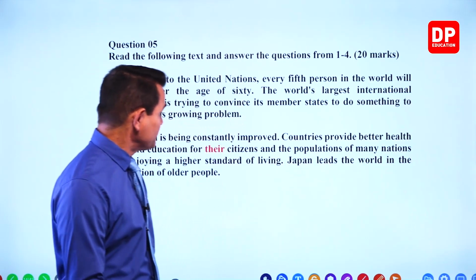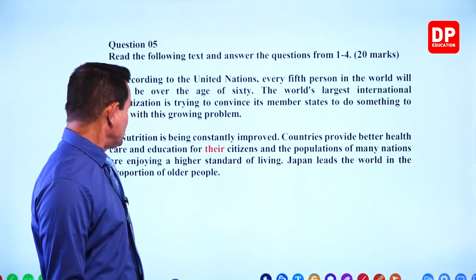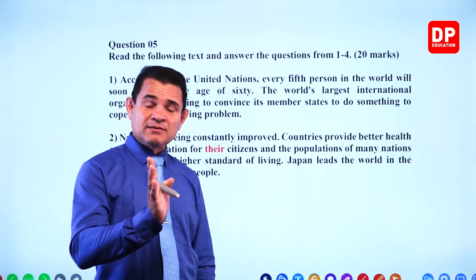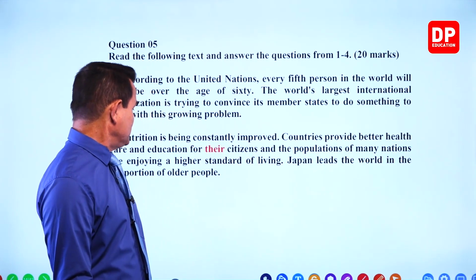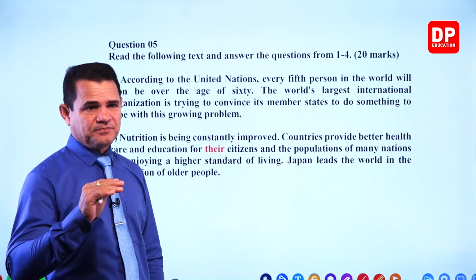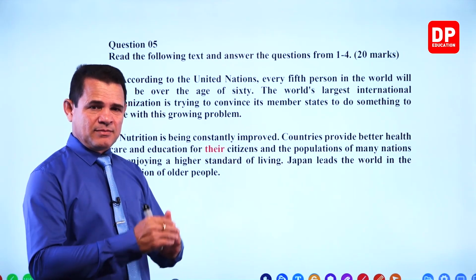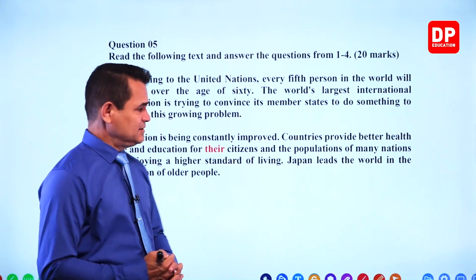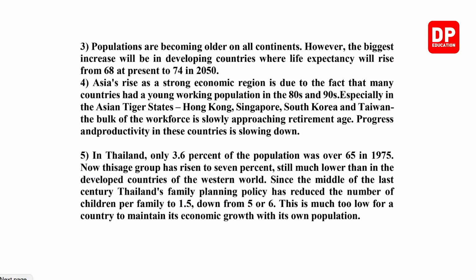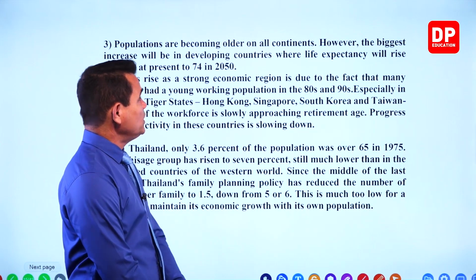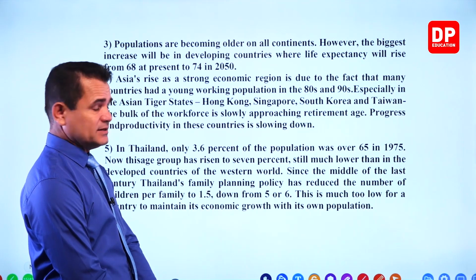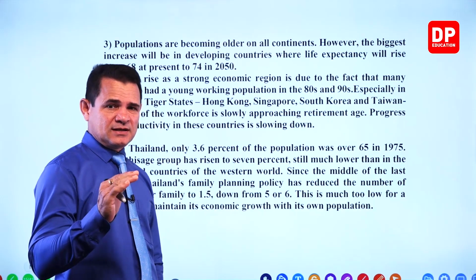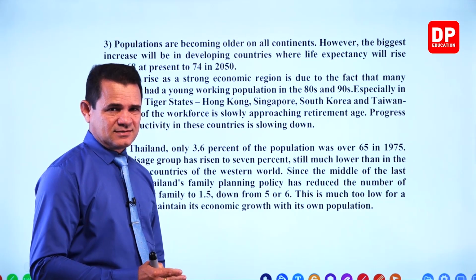Japan leads the world in the proportion of older people. Japan leads in the world. Oldest population, older population, I think Japan is at the front. So that means that country they have lot of elderly people. Populations are becoming older on all continents. Populations becoming older, on every continent.